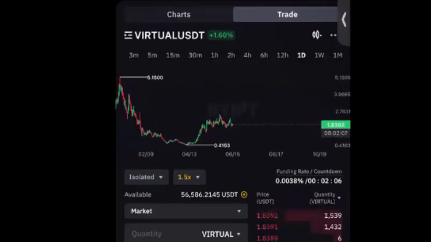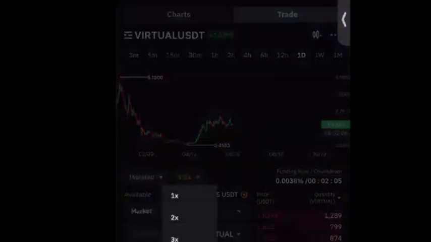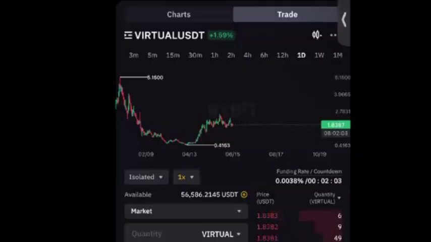Now I'm going to come in. I'm going to short this coin with just 1x, because like I said, these are meme coins. These are volatile things. You cannot be using anything like 4x, 5x, 6x, 7x. You will lose all your money. I guarantee you, you will lose all your money if you do that.